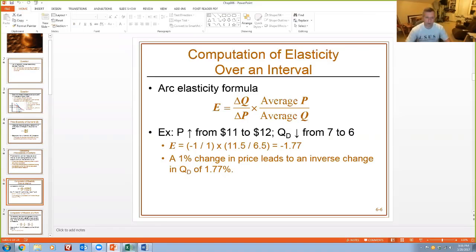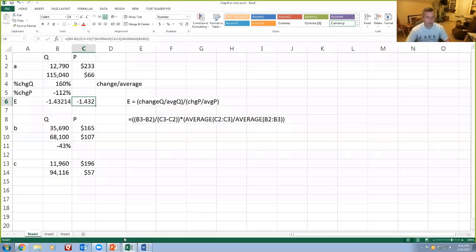So you can do it that way, and I showed that way of doing it in cell C6, and I showed it clearly down here in E8. I typed out what I actually wrote there. But it's the same formula. You can see it's the exact same formula. So it's doing the change of Q divided by the change of P times the average P divided by the average Q. So you can do it like that if you want.